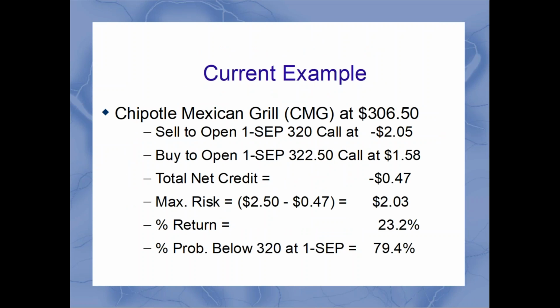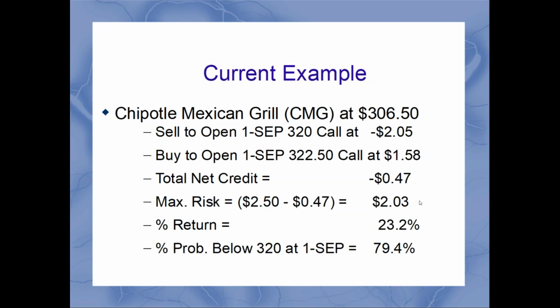All right. Current example, different stock, came up in the bear call credit weekly search on Power Options this morning. Chipotle Mexican Grill, currently trading at 306.50. We could sell to open the 1st of September 320 call for 2.05. At the same time, buy to open the September 322.50, higher strike call, lower premium, $1.58. Good net credit of 47 cents for a 10-day trade with a maximum risk, a difference in strike prices of $2.50, but a true maximum risk of only $2.03.